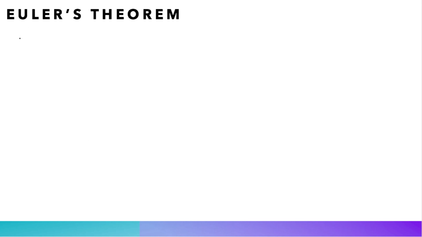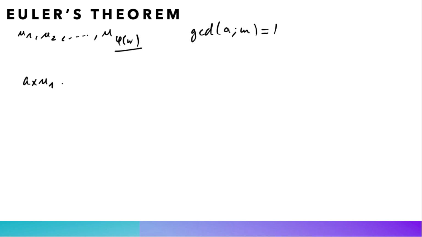To do so, let us denote u1, u2, until we get to u phi of m, all the invertible elements modulo m. Their number is, of course, what we denoted here phi of m. And let us take a such that the GCD of a and m is equal to 1. Now what we're going to do is multiply a by u1, then multiply a by u2, until we get to a times u phi of m, right?